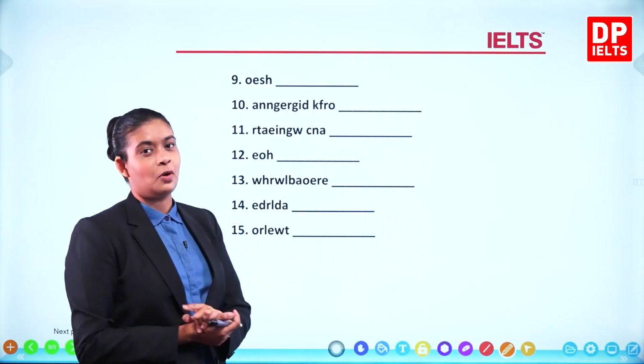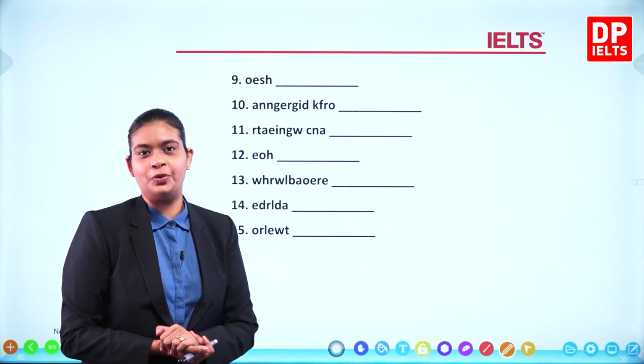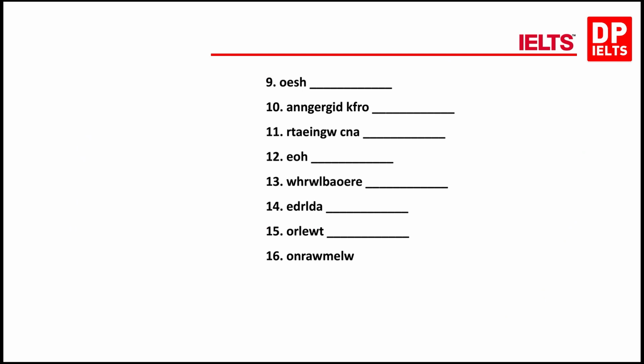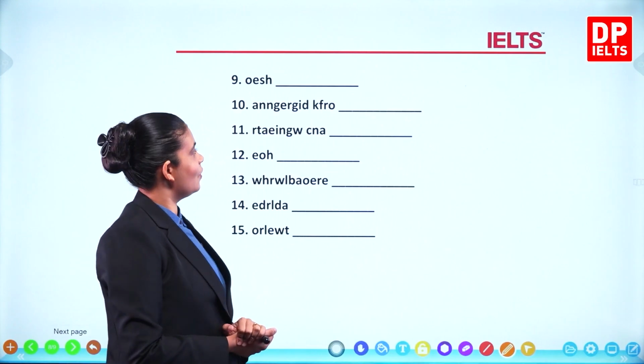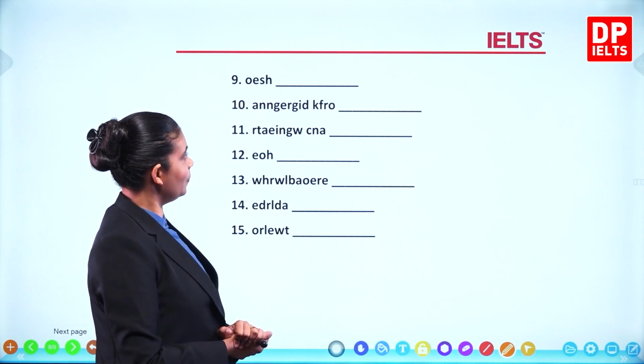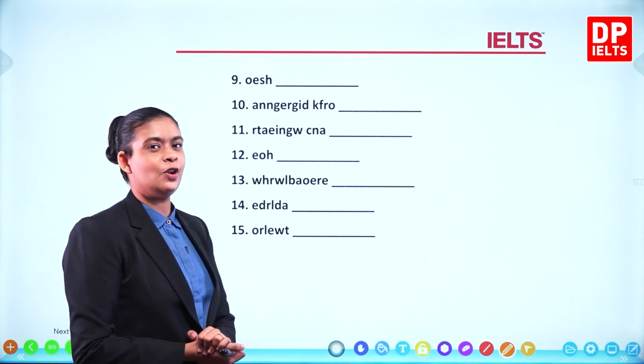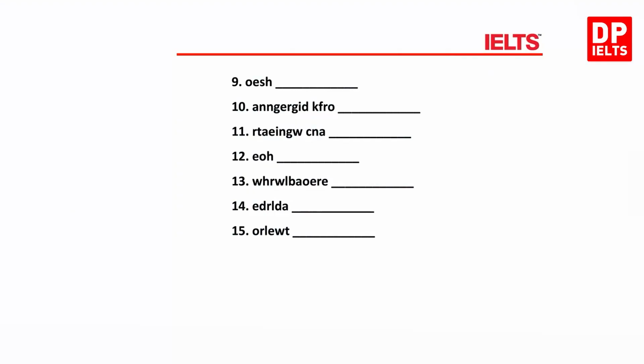So, pause the video, do it on your own. When you finish, watch it from there onwards. All right. So, I hope you have got the answers now. Let's have a look at what the answers are. First one here is horse. Next, we have the gardening fork.